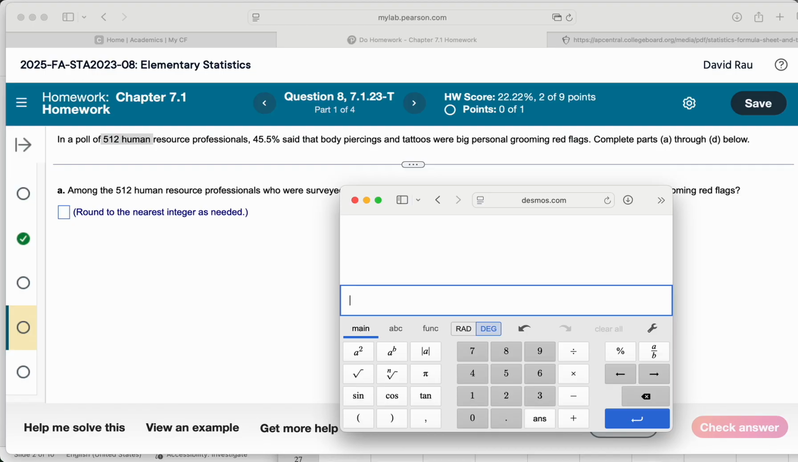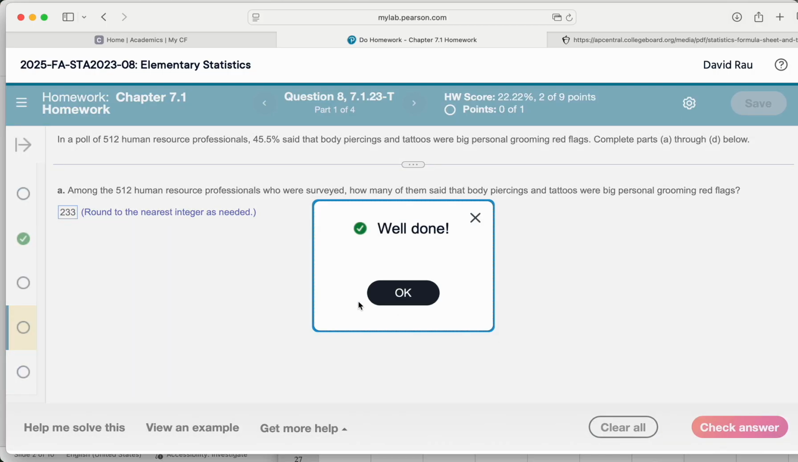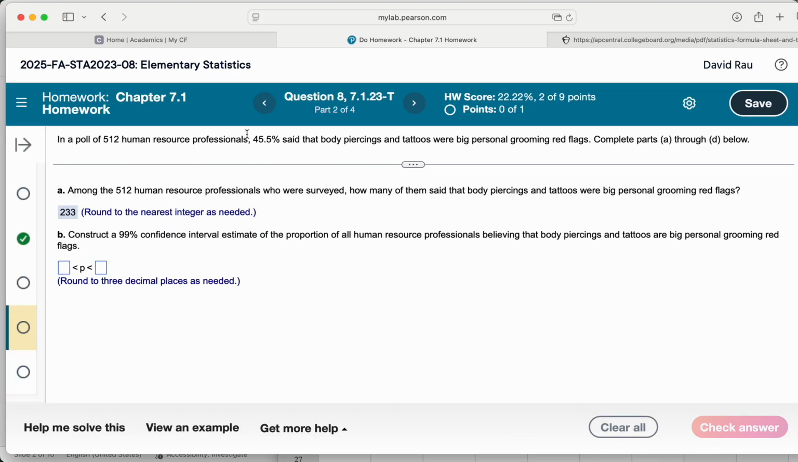All right, so we sampled 512, and I need to figure out essentially, okay, they already found my point estimate for me, so to speak, but where did they get that from? Well, take your total and multiply it by that decimal, and we now figure out that it's essentially 233 people that said yes. 233 HR reps said yes, tattoos are red flags. All right, so just a little bit of decomposing. Where does that estimate come from?